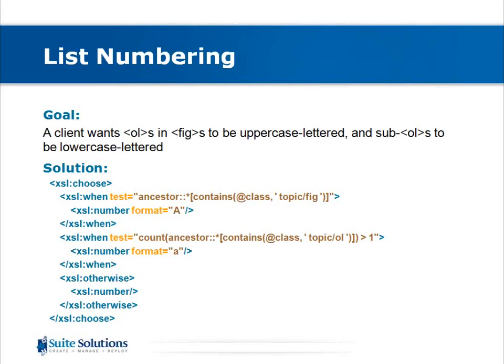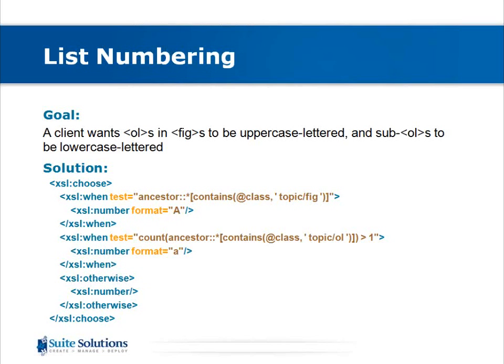And again, here we see another function, simply count. Ancestor, starting from ancestor through till the closing brackets, will return the entire set of nodes that match that. And therefore, count will count all of the nodes that match that XPath query. If that count is greater than 1, then we'll use lowercase letters. Otherwise, if neither of those are true, then we simply move on to the default, which is to use simple numbers, not letters at all.